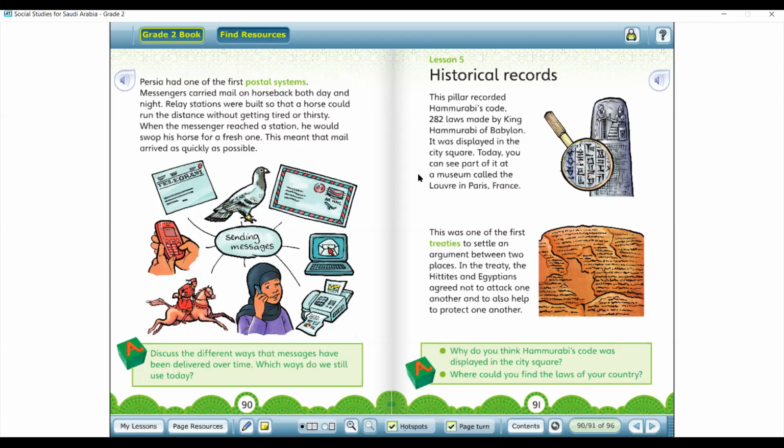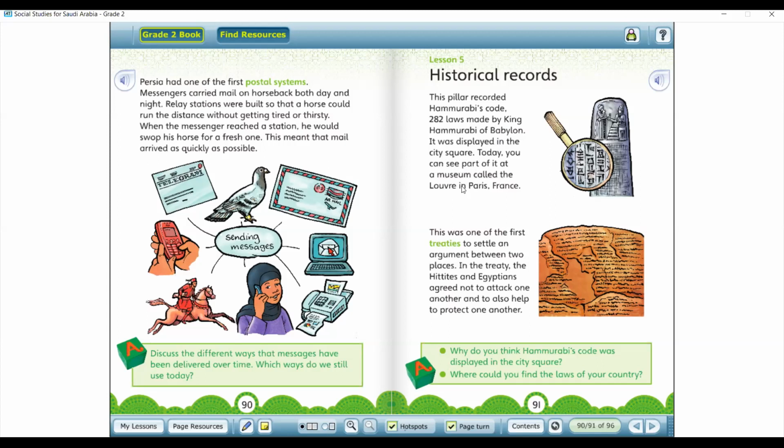Then historical records. There's the picture that we need to know. This pillar recorded Hammurabi's code: 282 laws made by King Hammurabi of Babylon. It was displayed in the city square.